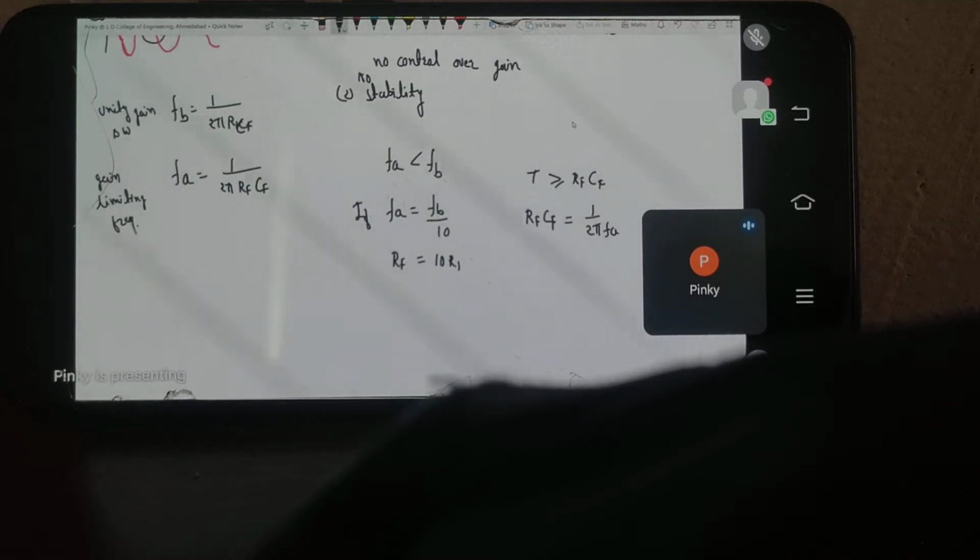You have to remember only these three formulas. Then you can design this integrator for any required frequency. Okay.